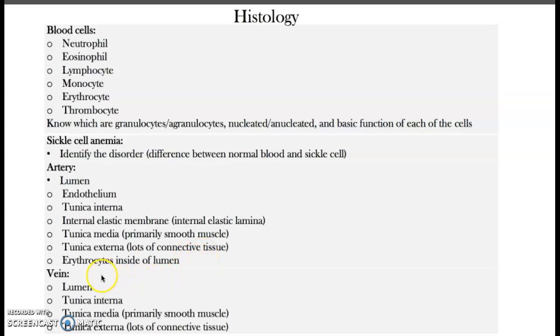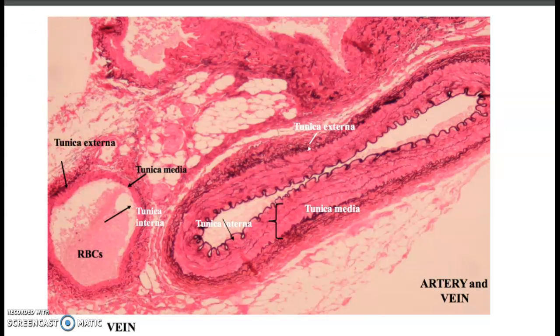Regarding the vein, we have the same three layers, but we're going to be working with the differences between these two kinds of vessels. The walls of arteries and veins are composed of three different layers. Again, the tunica interna, the tunica media, and the tunica externa. However, it is relatively easy to distinguish between the two types of vessels.